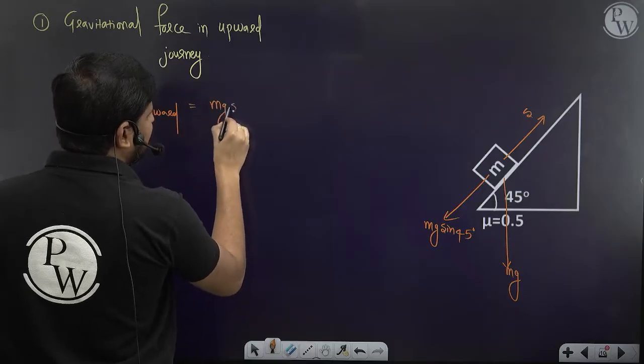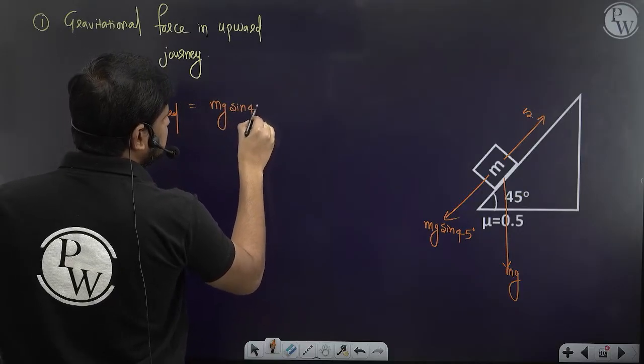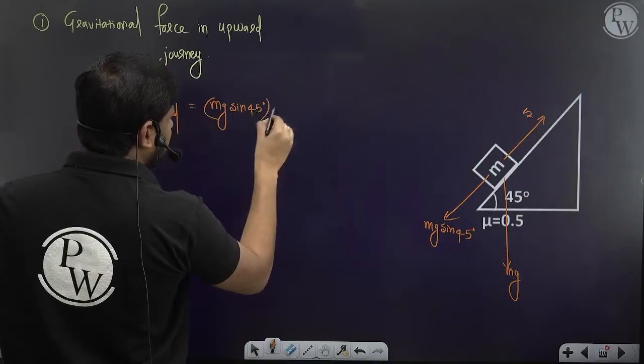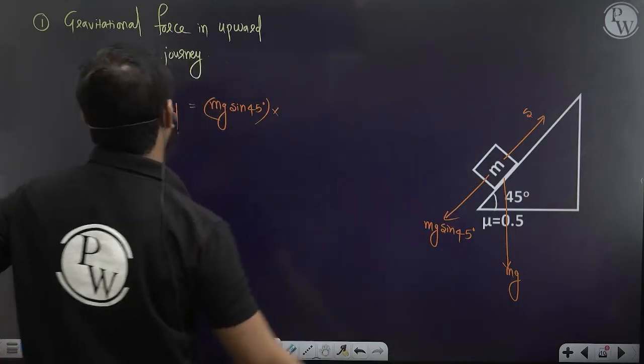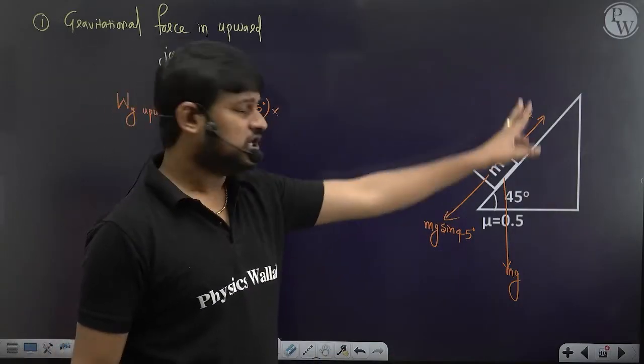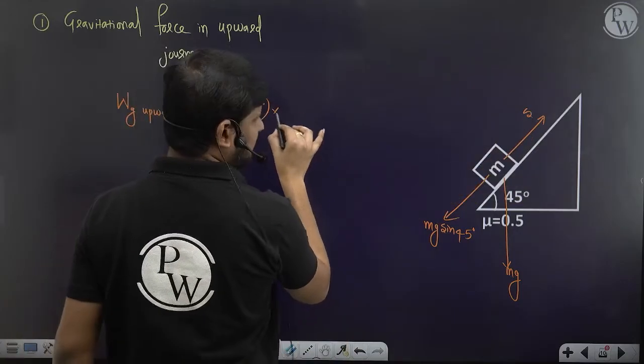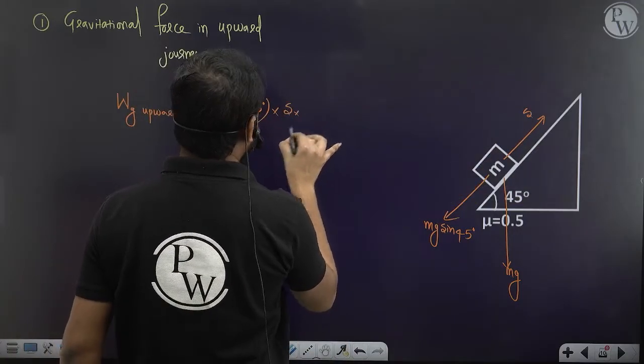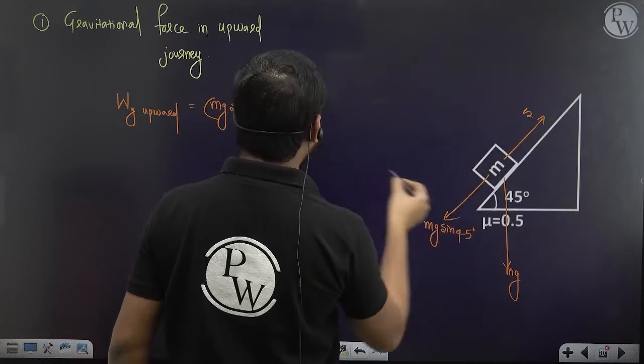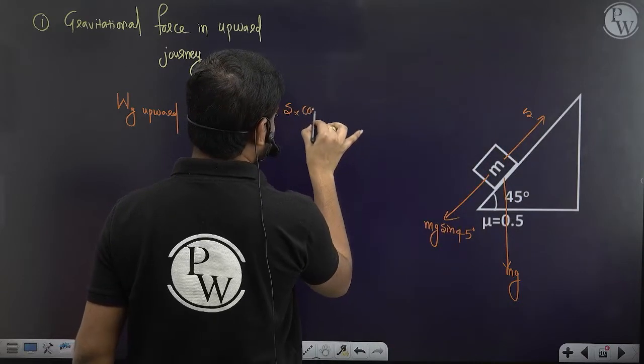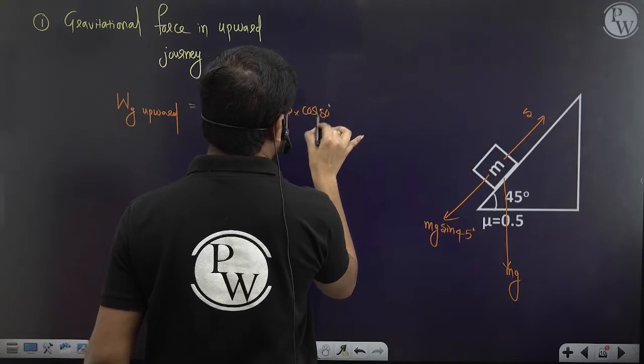mg sin 45 is the force that is acting, into the displacement. What is the displacement, guys? Let the displacement be some s, into, as both are in opposite directions, so this is going to be cos 180 degrees here, right?